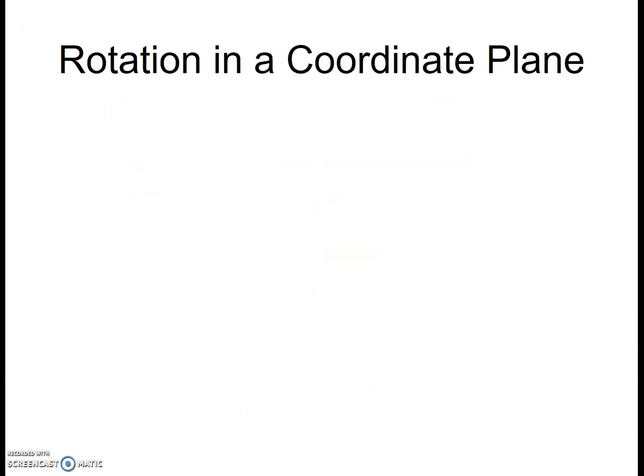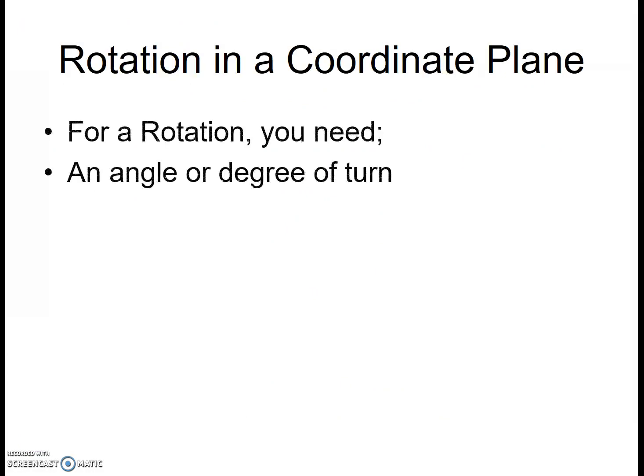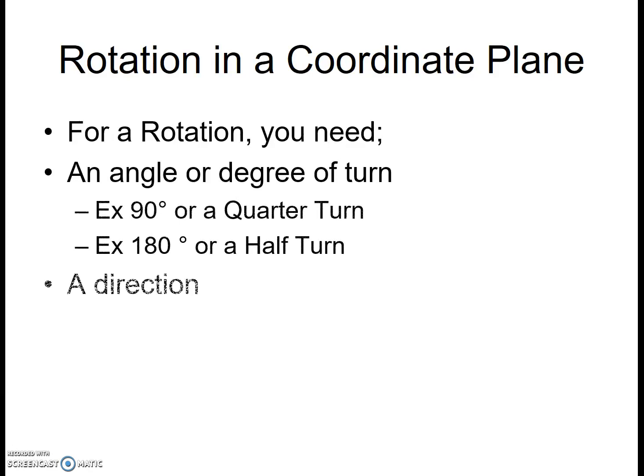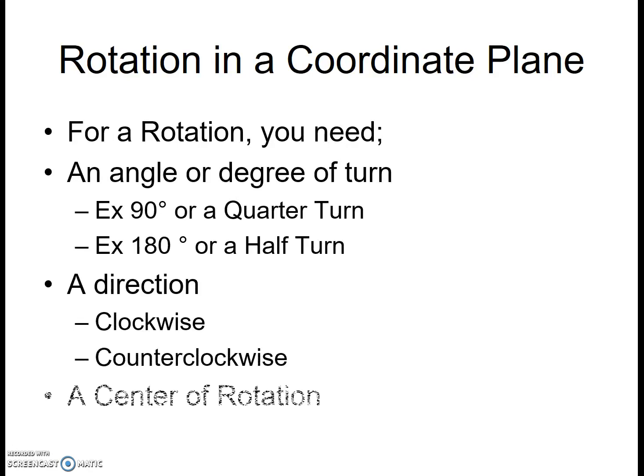So let's talk about what happens on a coordinate plane. For a rotation, we're going to need some kind of angle or degree of turn. So for example, we can do a 90 degree or quarter turn, or 180 degrees or a half turn, and a specific direction, so clockwise or counterclockwise. Those are the only options we're going to do, and what our center of rotation is.